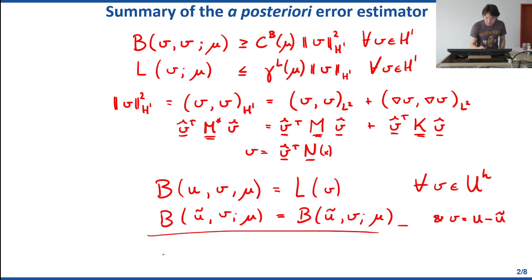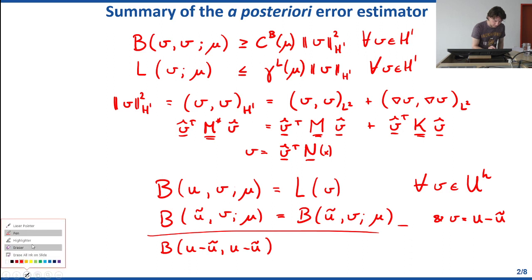So what statement do I end up with after I've done that? Well, first of all, I have b of u minus u tilde. That's the subtraction here. These are linear forms, so I can do that. After that, I've substituted this expression for v. And we're doing this at our parameter point mu.